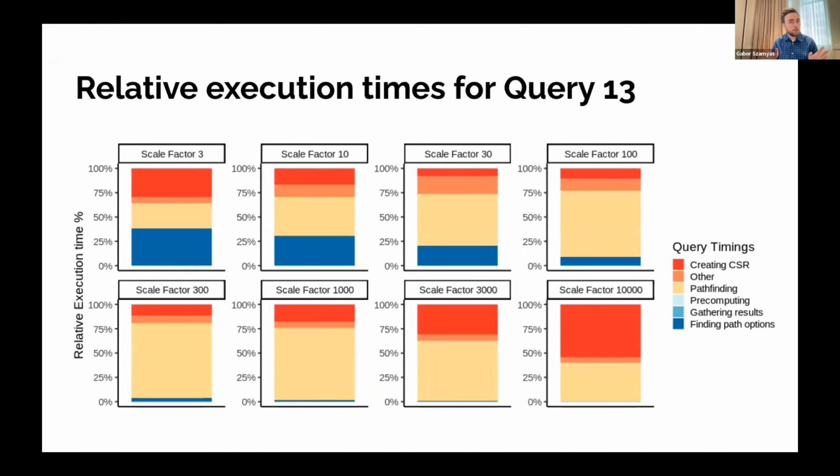Here we see the relative time we spent on each phase of the query execution. The most important bits are the red areas, which is creating the CSR, and the yellow area, which is the actual MSBFS in this case. We see that for the larger scale factors, the CSR creation starts to take more time relatively to the pathfinding. And we also see that finding the path options, which in this case refers to storing them in an intermediate table, takes more time relatively in the smaller scale factors.